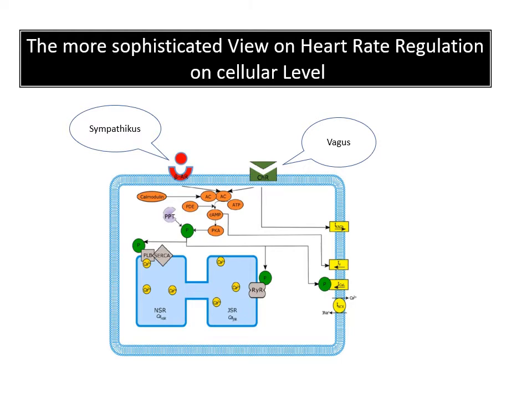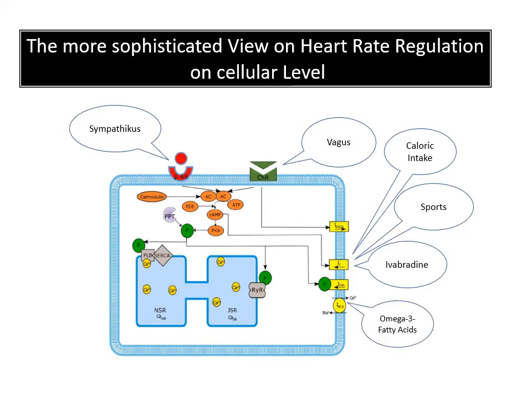On the cellular level, heart rate regulation seems to be more sophisticated and not only dominated by the sympathicus and parasympathicus, but also by ion currents like the funny channel, which probably are regulated by caloric intake, evaporating, sports, omega-3 fatty acids.